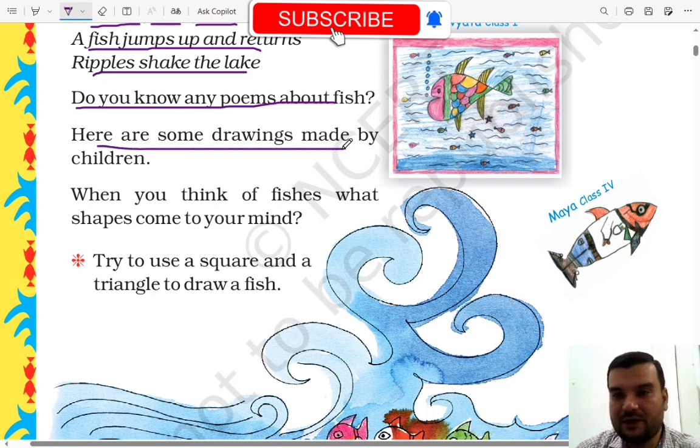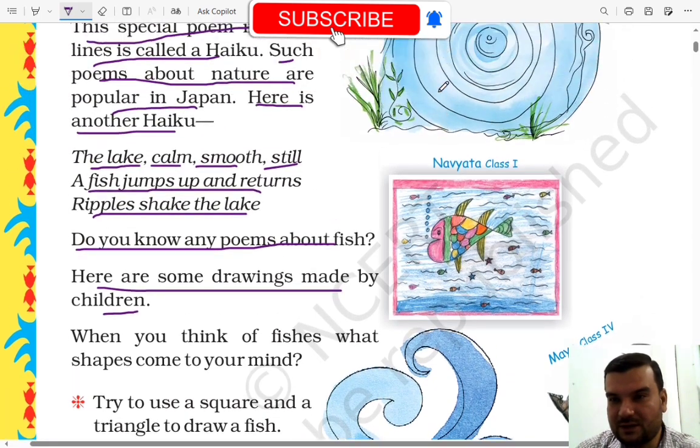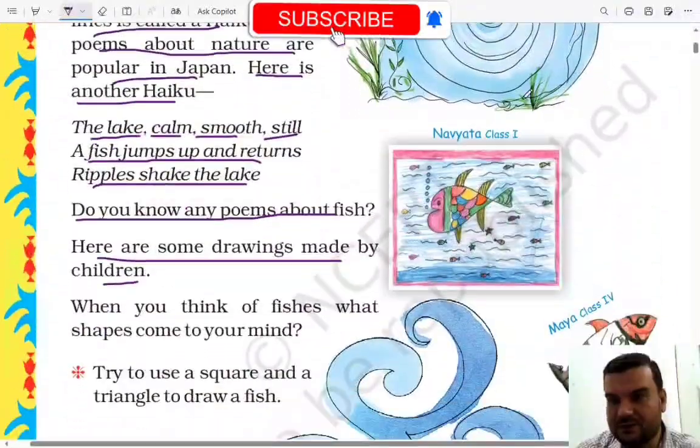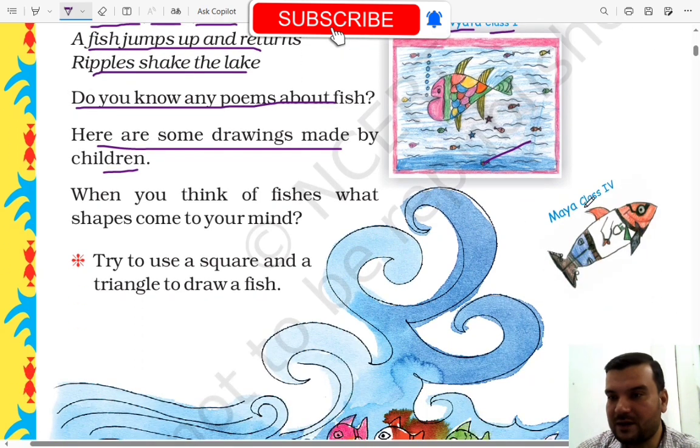Here are some drawings made by children. So you can see, beta, this is first of all class first. Navyata has made the drawing, and this is Maya, class 4th. Okay, has made another fish.